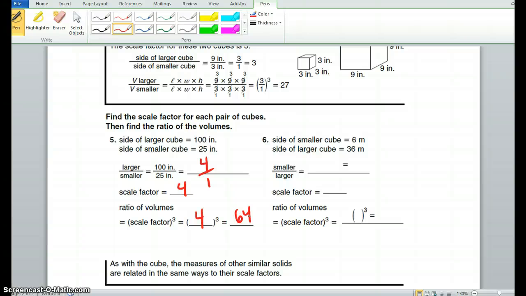For number 6, we'll do something similar. We'll go ahead and put the small above the large, so 6 over 36. That simplifies to 1/6. So our scale factor is 1/6. And if I'm doing scale factor across volume, that means across 3 dimensions. So I'm really going to do 1/6 of the length times 1/6 of the width times 1/6 of the height, or just 1/6 to the 3rd power, which ends up being 1/216th. So that means that one of the cubes should be 1/216th the other, or you could think of it the other way. One of them is 216 times bigger than the other.